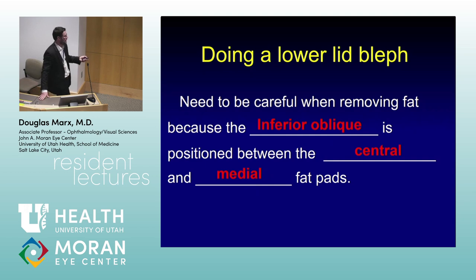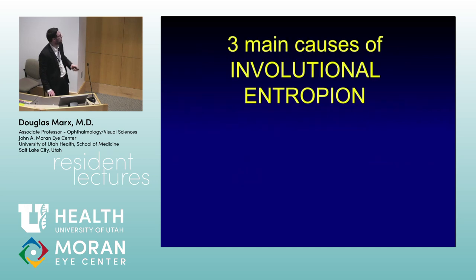You'll see people do that with a cautery. I think that's crazy. You can damage all the tissue there, right? So like a Q-tip will totally separate that right up. Just blunt dissection. But that's important because if you hit it and they get torsional diplopia, it's extremely hard to fix.